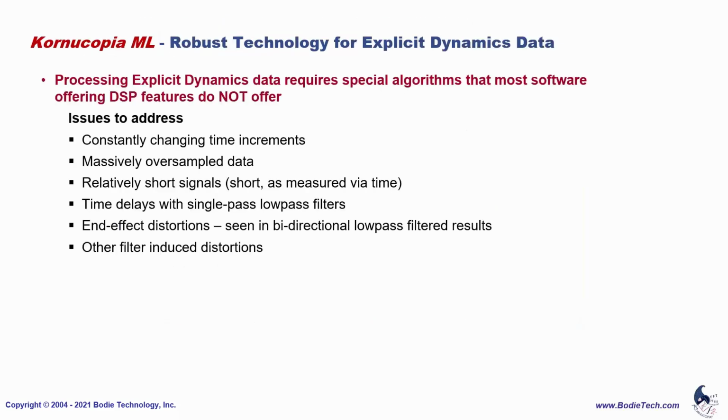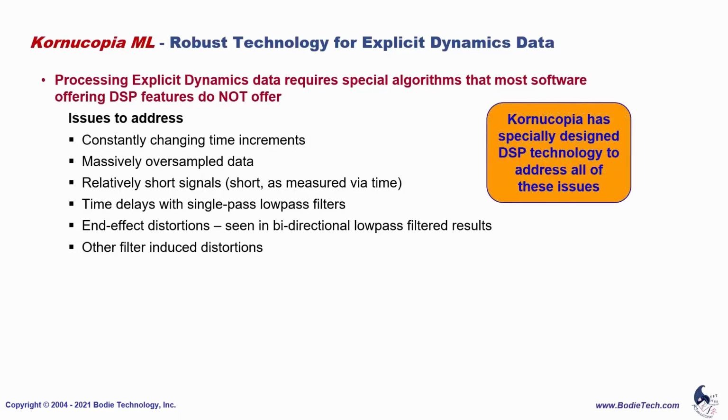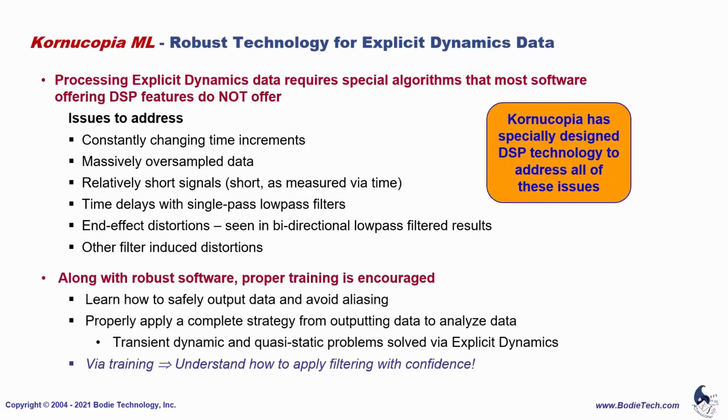Kornucopia provides robust technology for explicit dynamics data. Processing explicit dynamics data requires special algorithms that most DSP software does not offer. Issues that are addressed by Kornucopia include constantly changing sample rates, massively oversampled data, relatively short signals, time delays, and end effect distortions, as well as other filter-induced distortions. Kornucopia has specially designed DSP technology to address all of these issues.